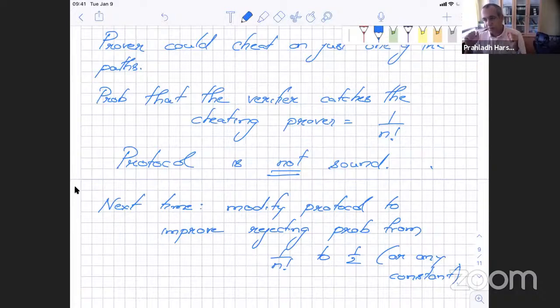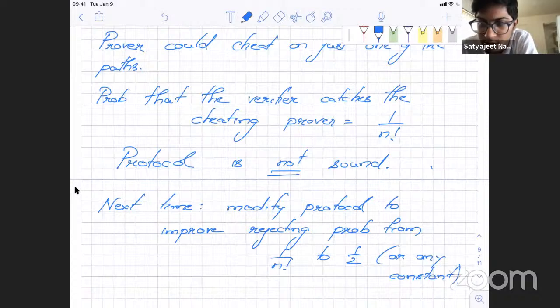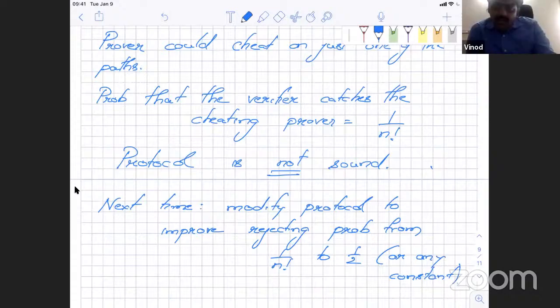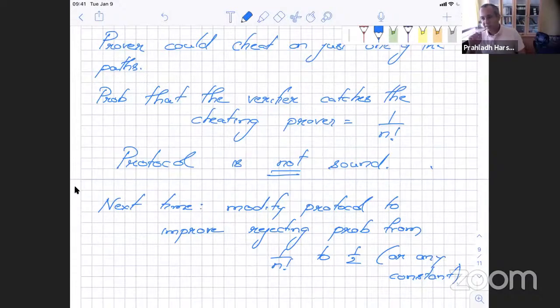The size of the matrix is n squared. The entries in the matrix come from a field which is of large enough size. So why 2n cubed? You will see in the proof next time. This proof was erroneous; nothing happened. The next proof will come.